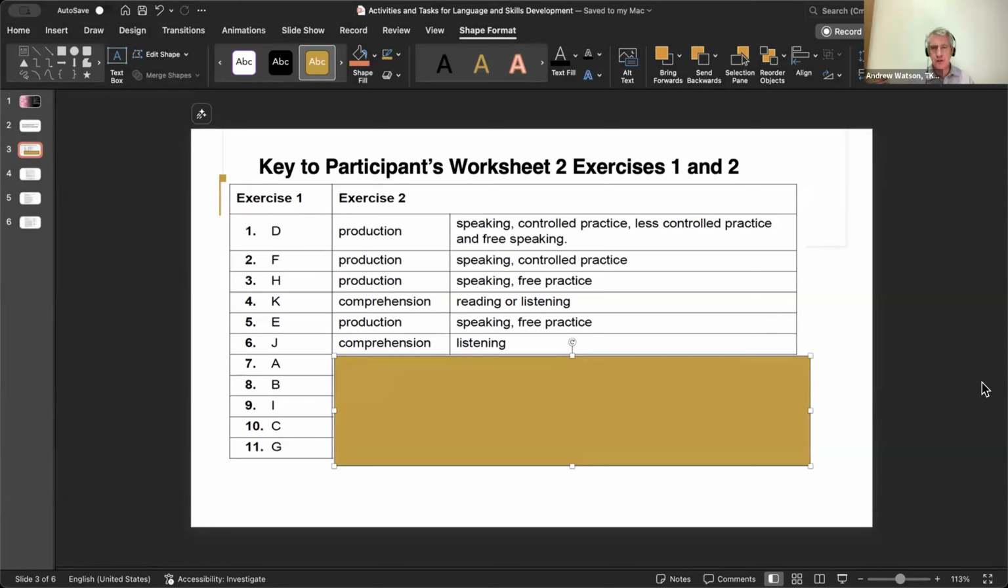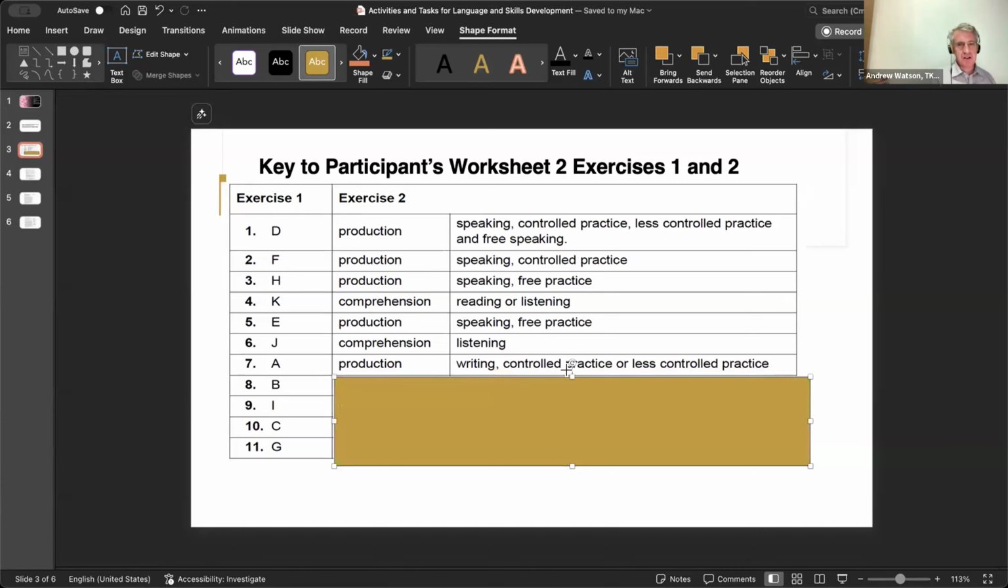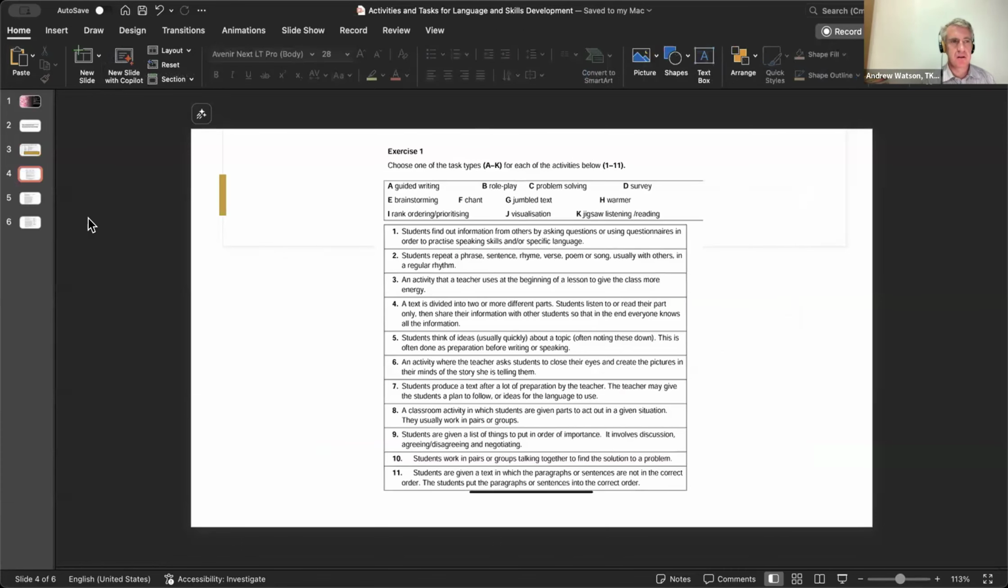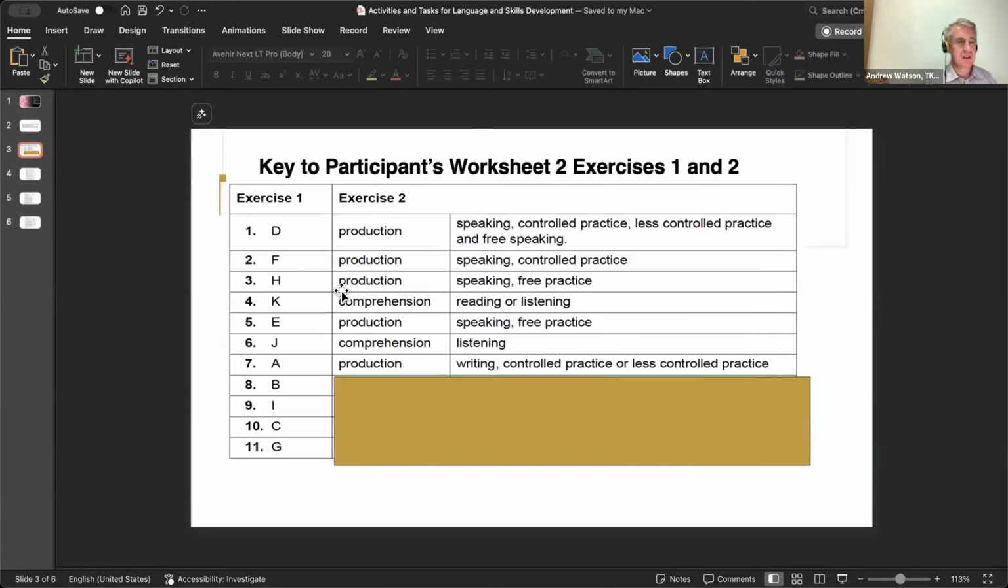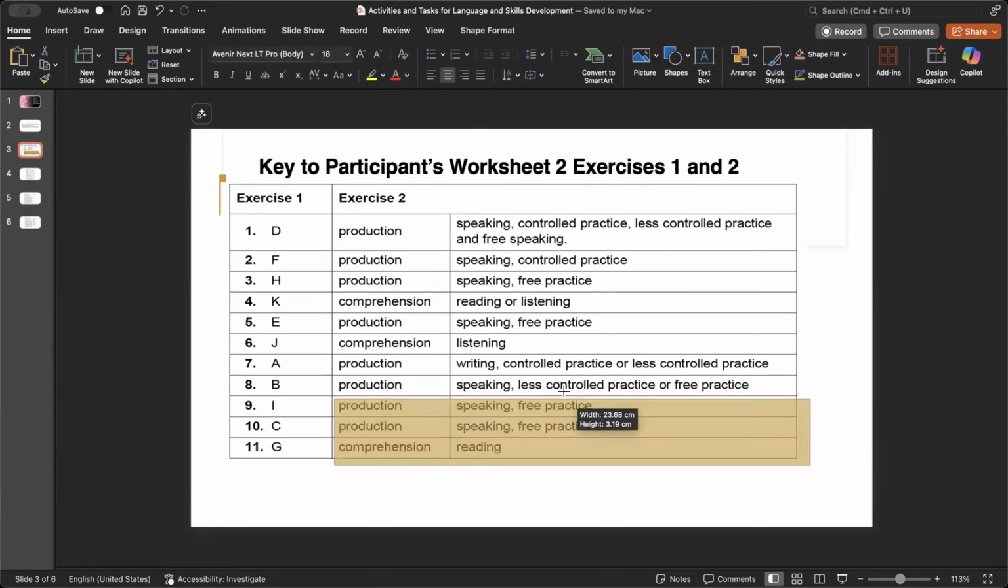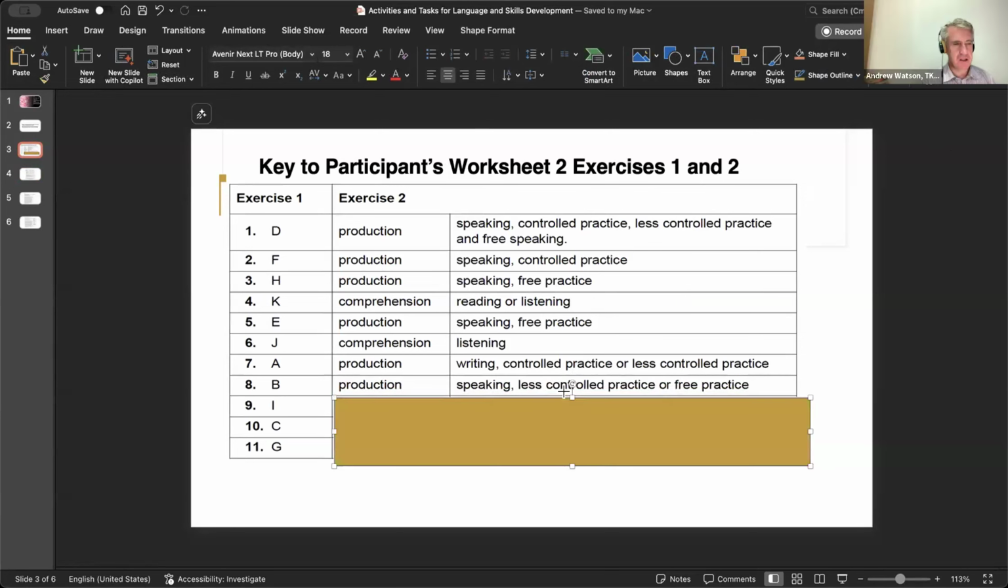On to room two. Who was it reporting? Was it Andrea? Yes. Okay, what do you think then? Seven, we said production, and it's writing, controlled practice or less controlled practice. Correct. Eight, production, and it could be speaking or less controlled practice or free practice.